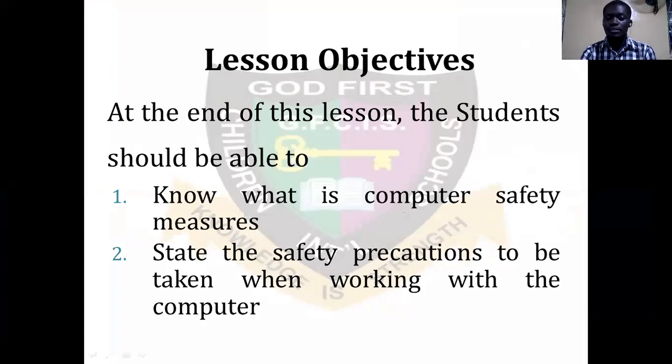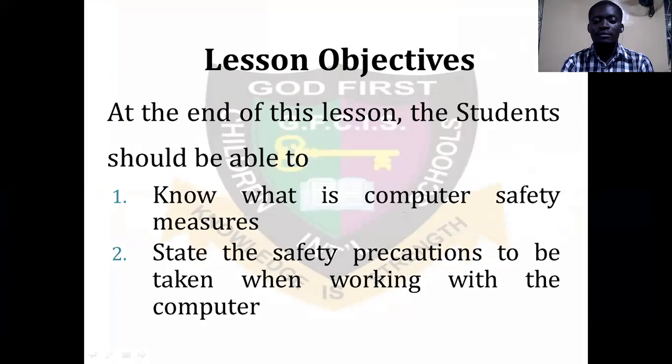Now, before we move to the computer safety measures, I would like us to study our lesson objectives for today. We have just two. At the end of this lesson, you should understand what computer safety measures are, and what safety measures are to be taken care of when working with your computer. Two, you should be able to state the various safety precautions to be taken when working with your computer. Those are the two lesson objectives I want you to put right at the forefront of the class today.